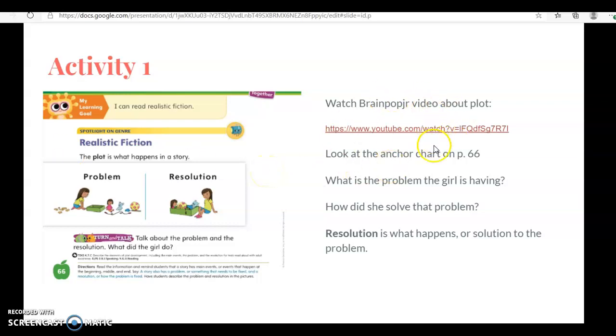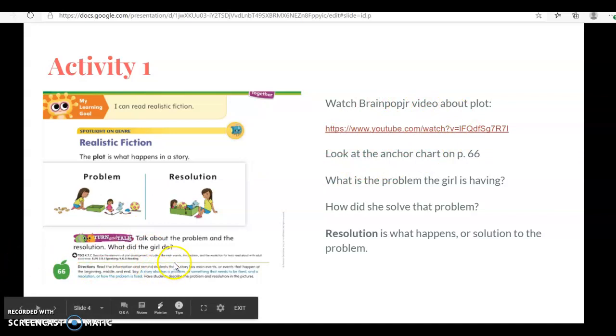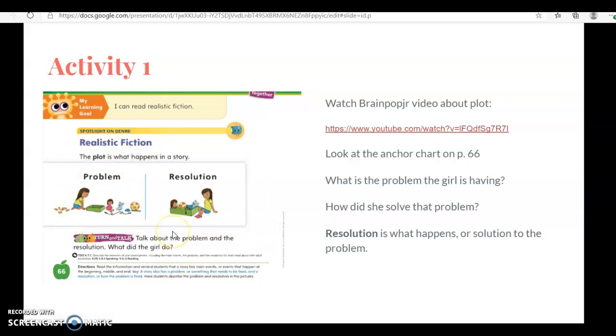So after you watch the Brain Pop Jr. video, you're going to look at page 66. Look at these two pictures. Sometimes in a plot, you have a problem. A problem is something that is troubling, something you need to solve, or something you need to fix. The resolution is how you decide to solve that problem or fix the problem. Problem, resolution. A resolution is what happens as a result to your problem, how you decided to fix the problem.